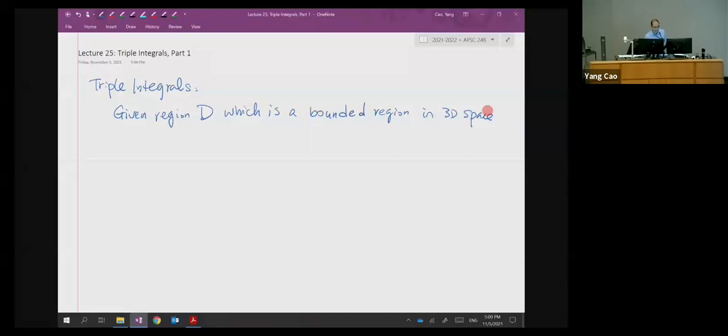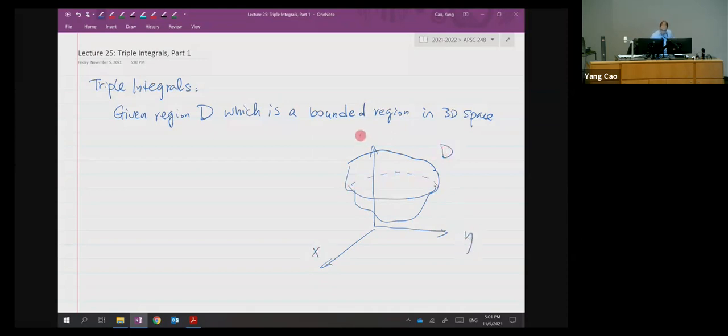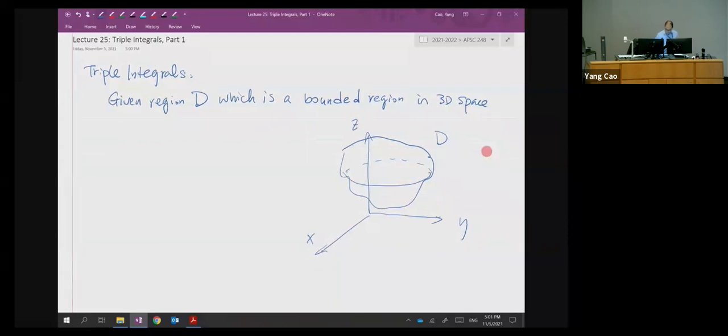Okay, here we go. Suppose we have a region D. It's a bounded region in 3D space. By that, we mean something like this. You can draw an arbitrary region D. So this is the region D we're talking about here. It's bounded, it's not open. It's either a cube or a sphere, or even a cylinder, but it has to be a bounded region.